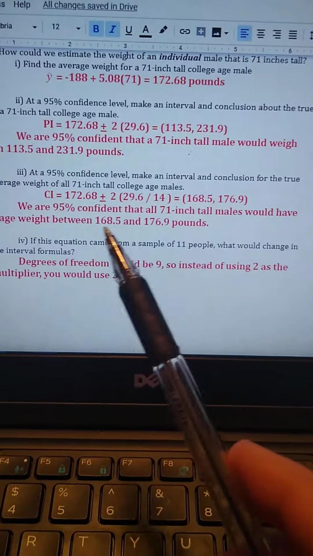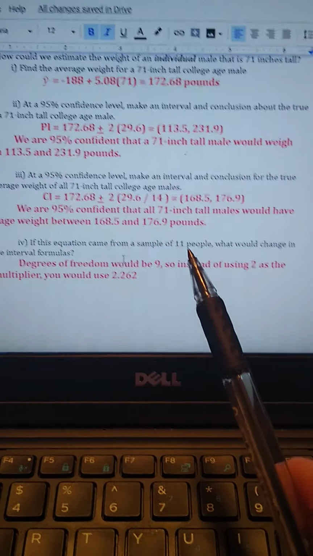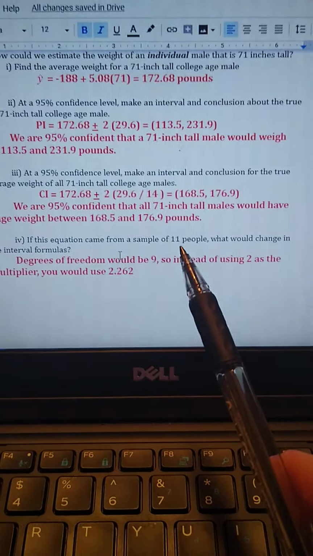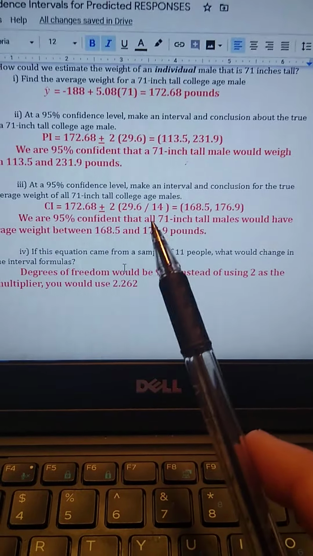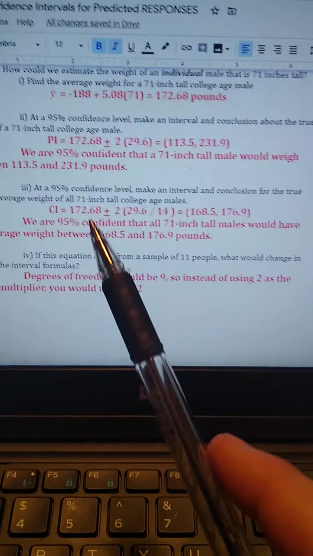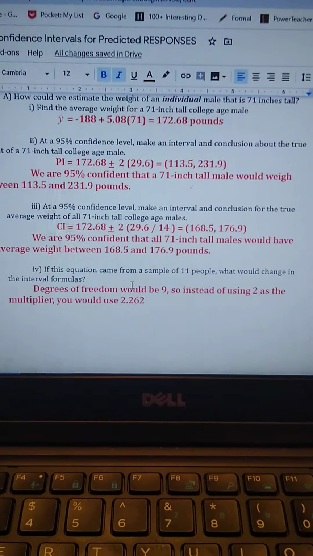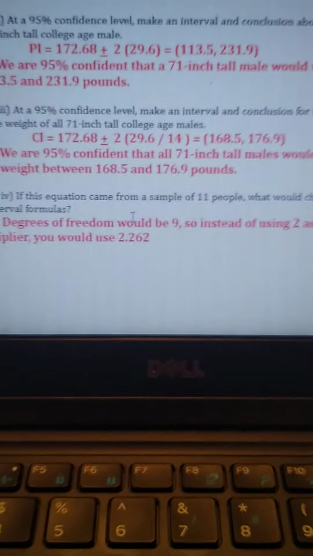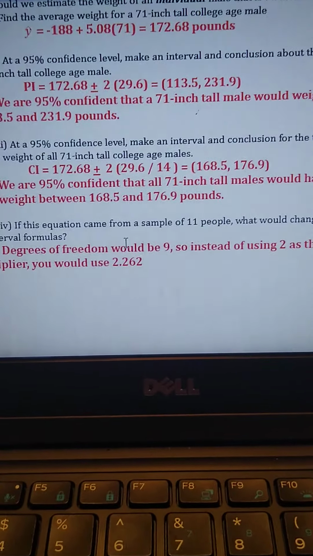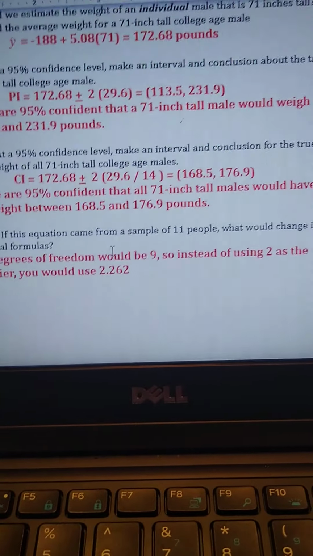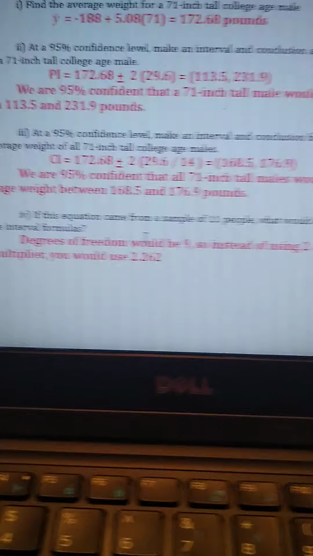Last thing, let's just see what would happen. What if the sample came from 11 people instead of 196? What would change in our formulas? Well, that's not changing all of these, supposedly. We're going to assume that the typical residual size and everything ends up staying the same. What would change is the degrees of freedom. So now it would be n minus 2, which is 9. Degrees of freedom is much smaller.